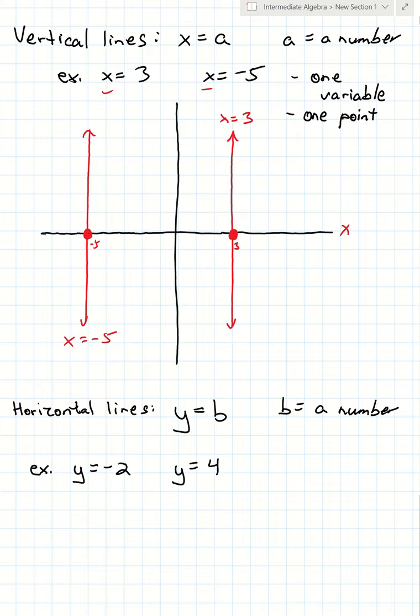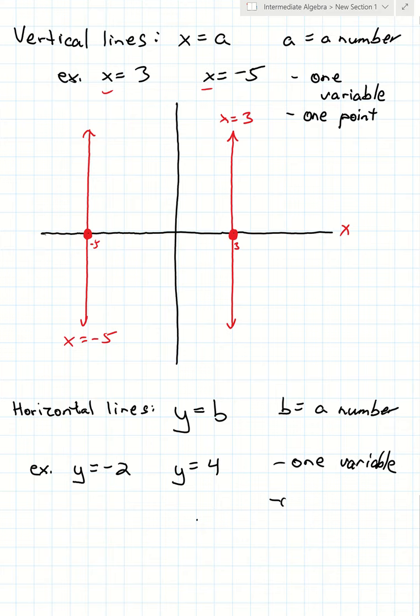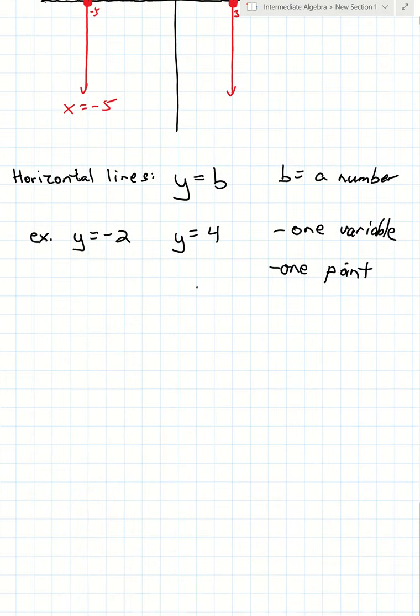Once again, we have just one variable. A different variable, but it's only one. And if we have one variable, all we need is 1 point. Okay, one variable only requires 1 point. So if we wanted to graph this on our coordinate plane, let me start with my coordinate plane lines.